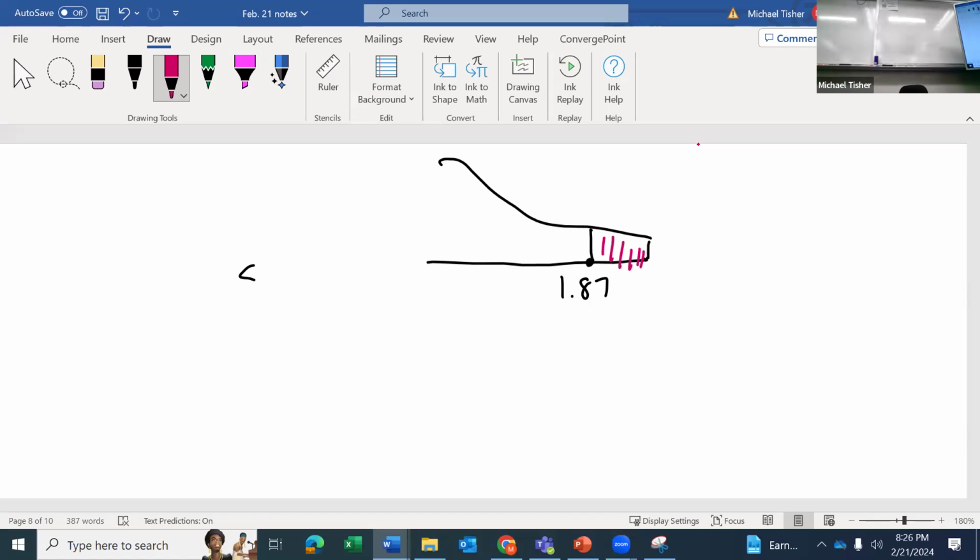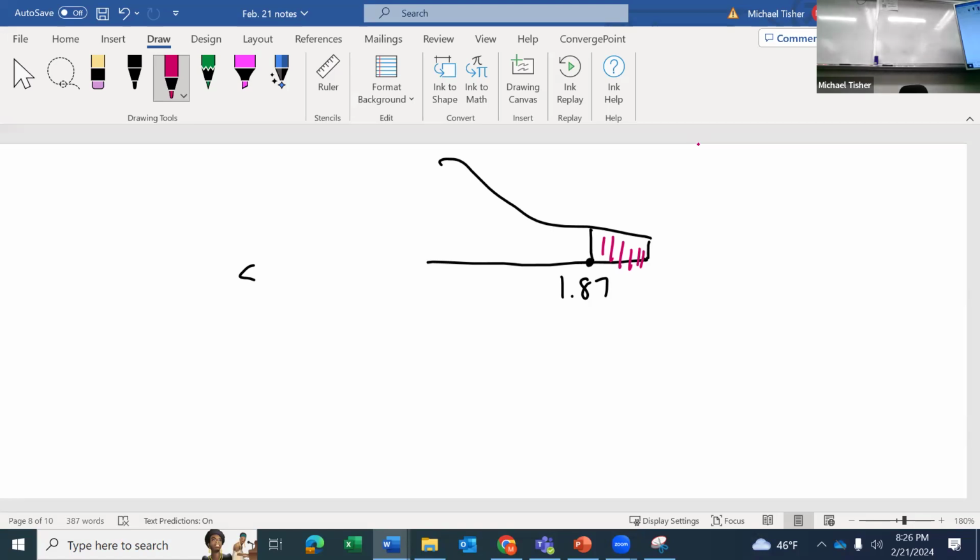Then we put in find area to the right of 1.87. So right is, so if you're to the right of 1.87, are you above or below? If you're to the right, you get higher numbers or lower numbers? Higher, which means we'll be above. Yeah. Put in 1.87. And then click recalculate. It tells us the area.